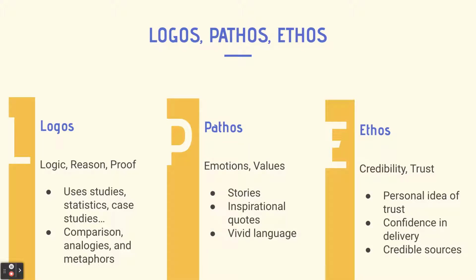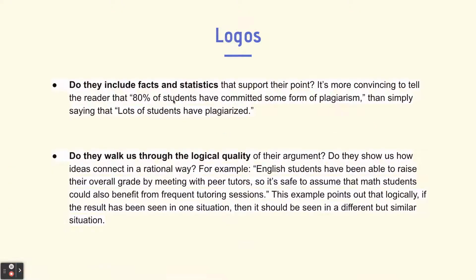And then ethos is where you use credibility or trust. So you use maybe sources that are really trustworthy, and you talk about why they are trustworthy. You'd be really confident in your delivery. And like I said, you're using those really credible sources. So I'm going to start off with logos.